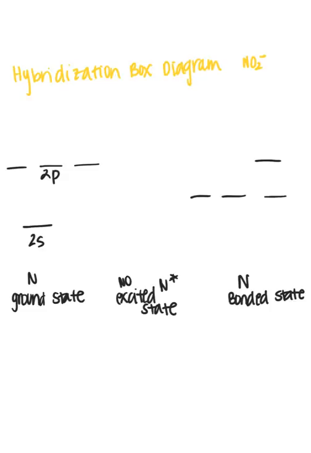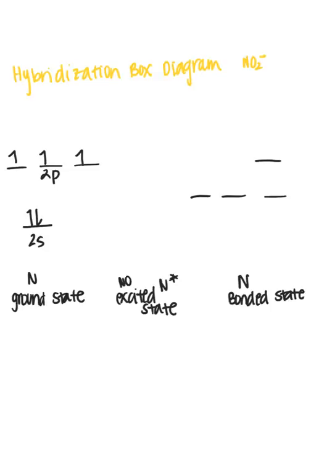Now we're going to do the box diagram for nitrite. So first, for this, you just look at the central atom, which is going to be nitrogen. When you're naming the ground state, the excited state, and the bonded state, you use the nitrogen. And so what we're gonna do is look at the periodic table and see if the s orbital is filled. So it's filled, that one has 2, and then in the p orbital, nitrogen has 3 electrons.